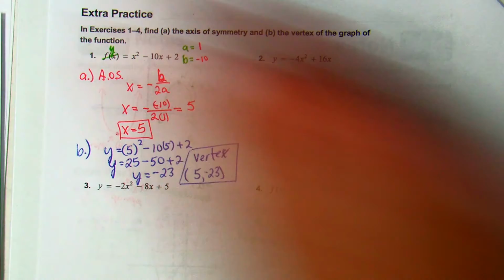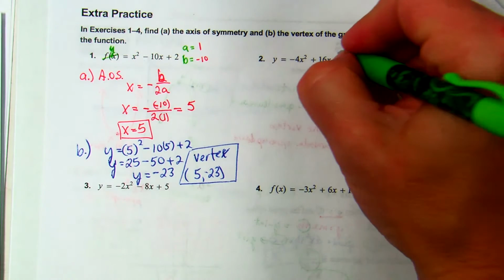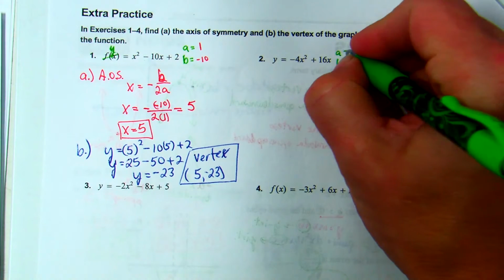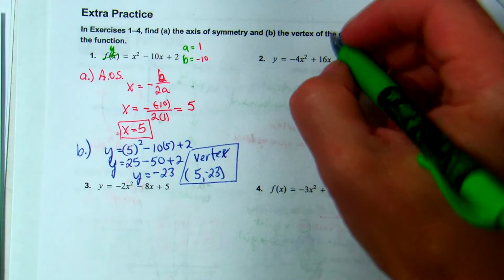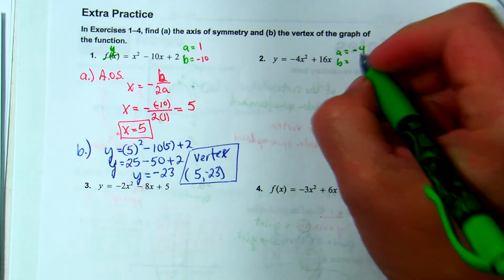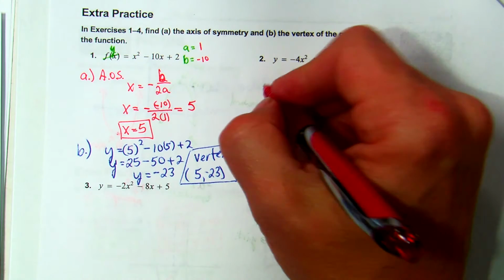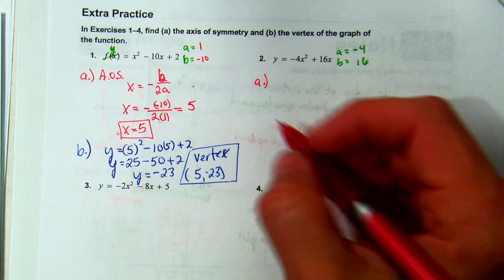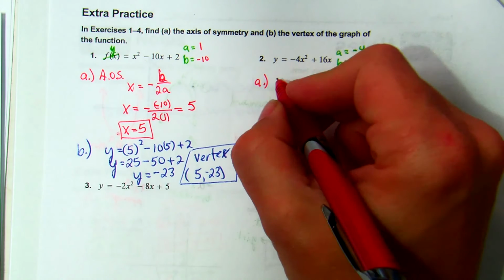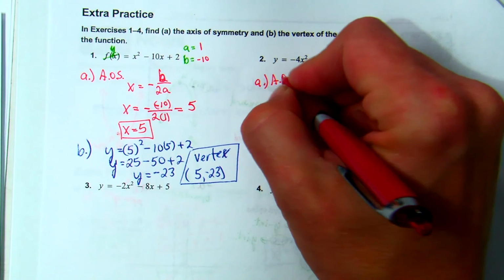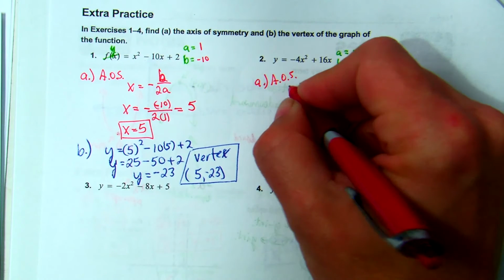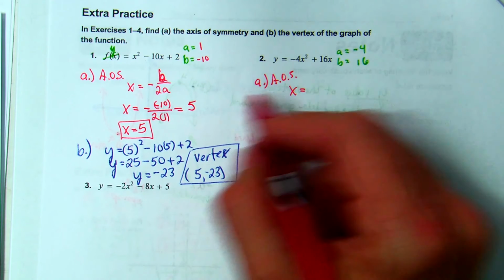Number 2, we're going to find our A and B values. A is a negative 4 and B is a positive 16. Using those, I'm going to find the first part, part A of the answers, and that's going to be the axis of symmetry. And what that is, x equals, and we'll just fill it in as we go.